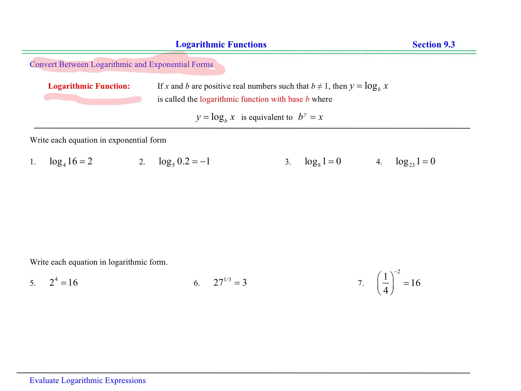The logarithmic function is defined as: if x and b are positive real numbers such that b does not equal 1, then y equals the log of x base b is called the logarithmic function with base b, where y equals the log of x base b is equivalent to b raised to the y power equals x. And depending on what we're trying to do, it is to our advantage to write it as an exponent or to write it as a log.